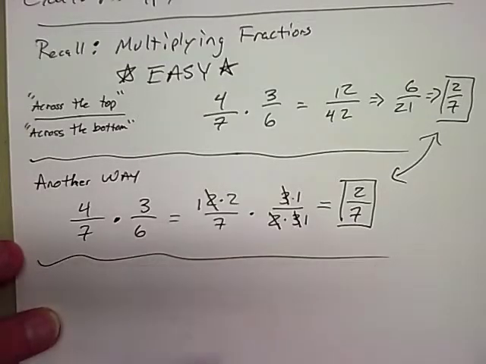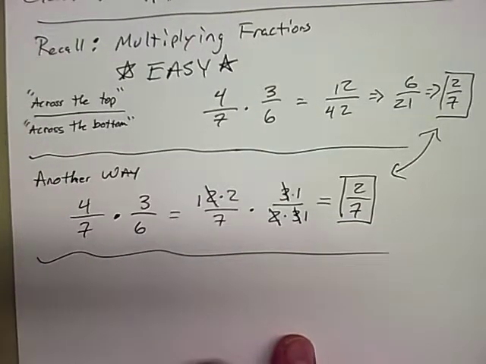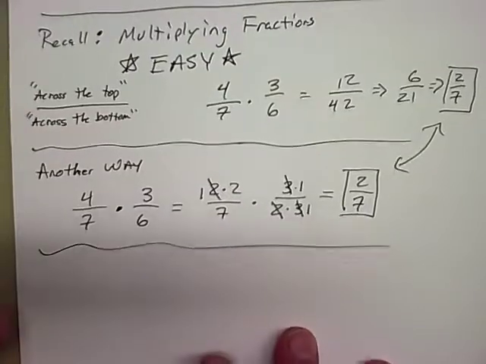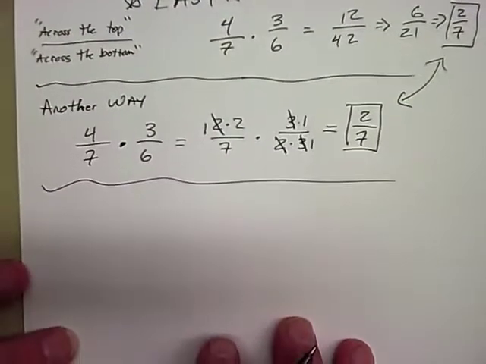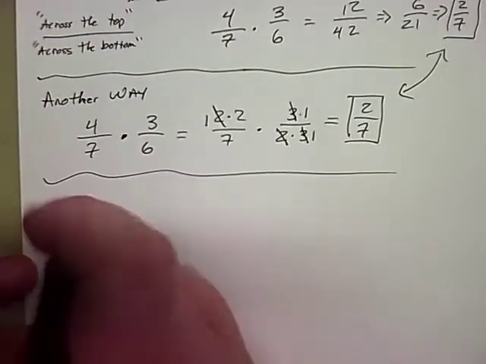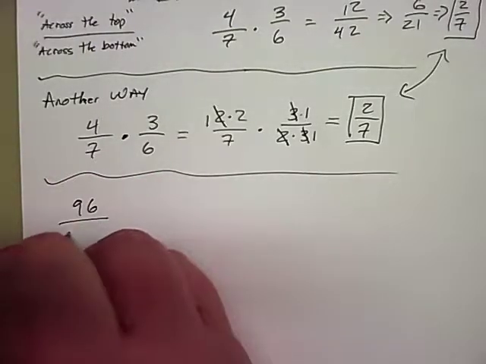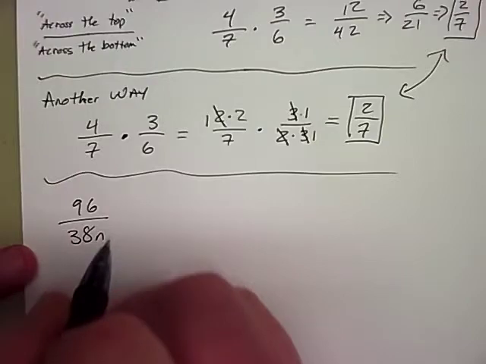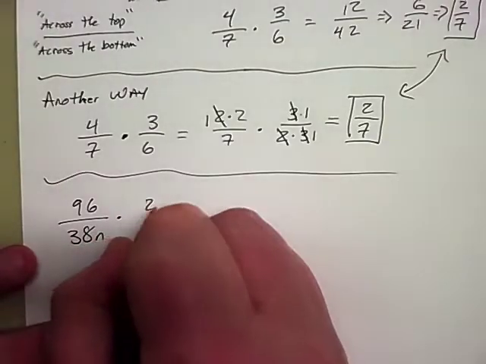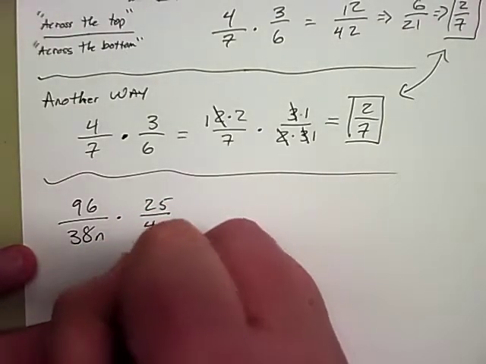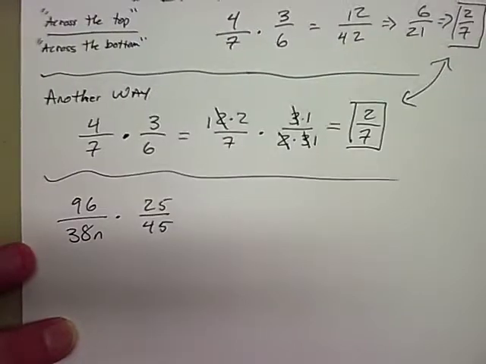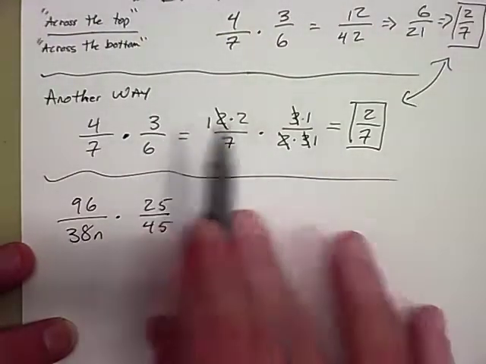So let's take a look at an example that we might see on our homework that involves a rational expression, which means there's probably going to be a variable involved. All right, let's take a look at something like 96 over 38n, times 25 over 45. Now, I want to do this where I break it down.